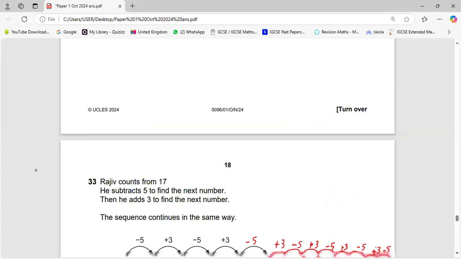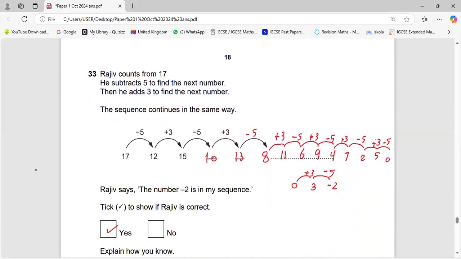Here again, we have a sequence. Maybe it's complicated. Here is a sequence where we subtract and add: 17 minus 5 is 12, and 12 plus 3 is 15, and 15 minus 5 is 10, 10 plus 3 is 13, 13 minus 5. Why do I do it like this? Because we are asked whether the number -2 is in my sequence or not. We have to complete it to find out.